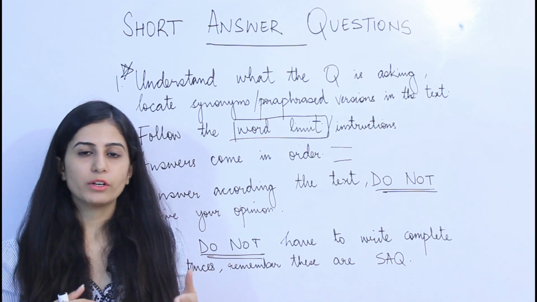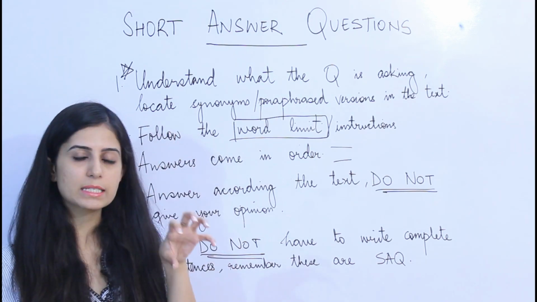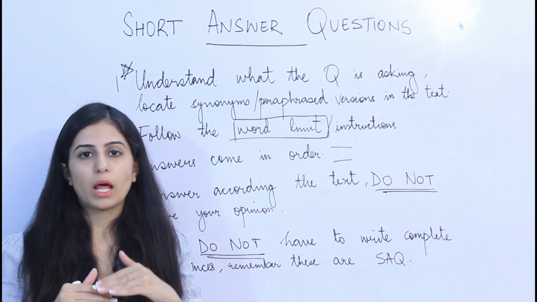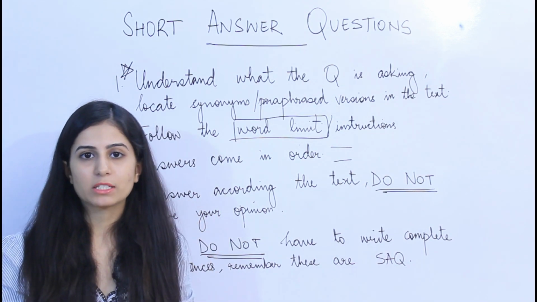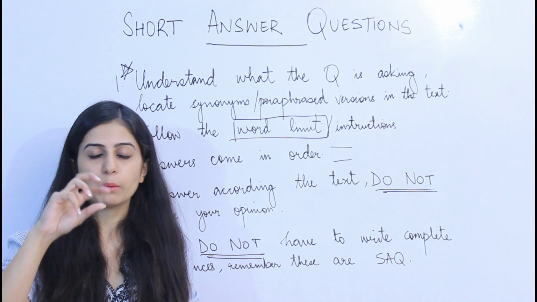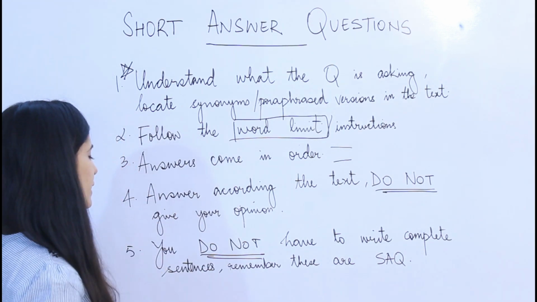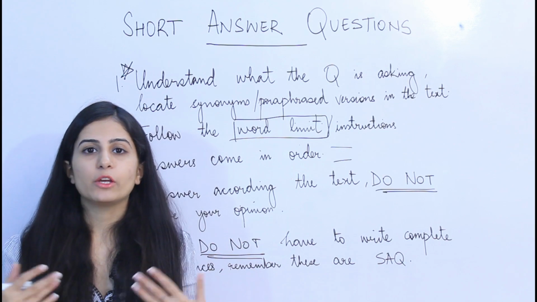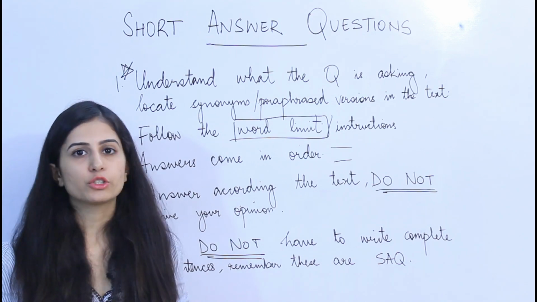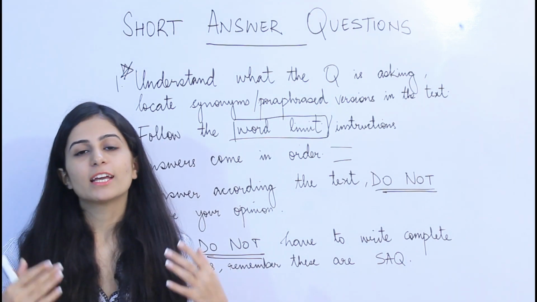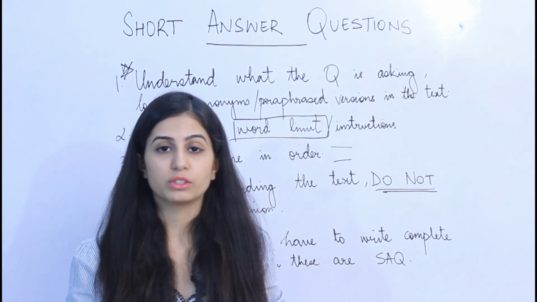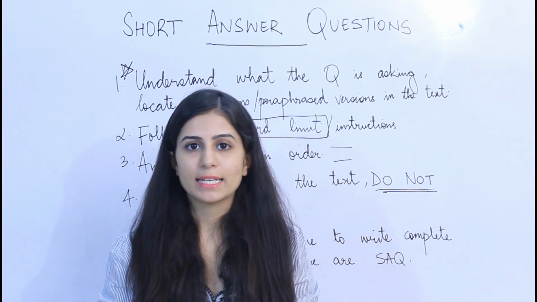Next, another helpful thing that comes into play is answers come in order. Therefore, if you are not sure where the answer for a particular question is located, if you know where the answers of the questions above and below it are located in a passage, you can make out that the answer of the question that you are currently stuck at would be in between those two answers. Alright, next we have to not add any opinion from our side. We have to stick to what the text is saying. Last but not the least, do not write complete sentences. It is a short answer question. Keep it short, keep it crisp, just answer what the question is asking you. Do not frame any sentences.